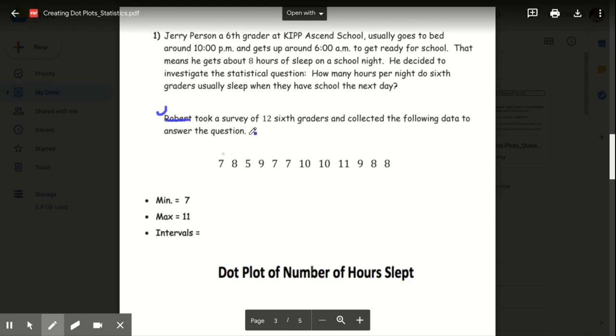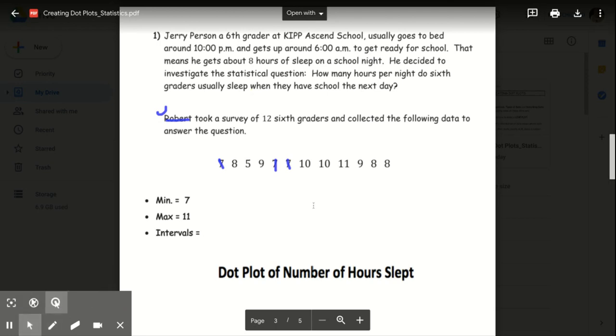How many students actually said they got 7 hours of sleep? Remember, Jerry looked, he did 10 to 6, which is approximately 8 hours of sleep. But how many 7s are here? 1, 2, 3. So I see 3 students that got 7 hours of sleep.